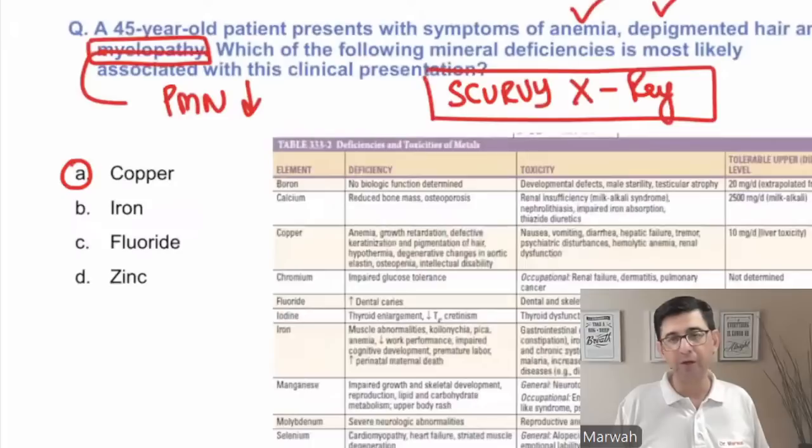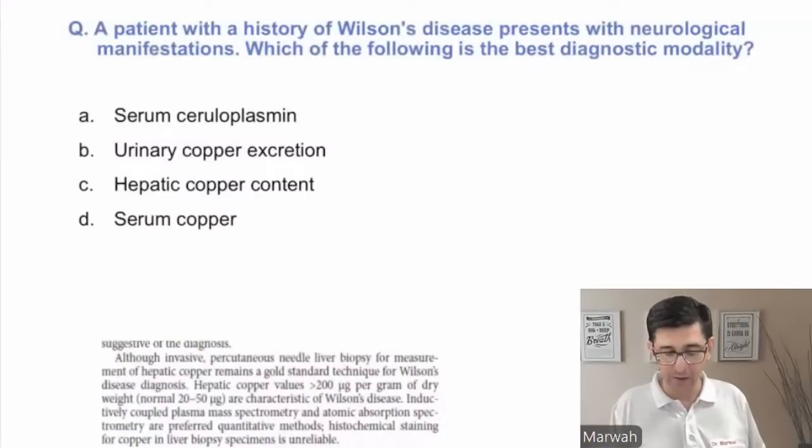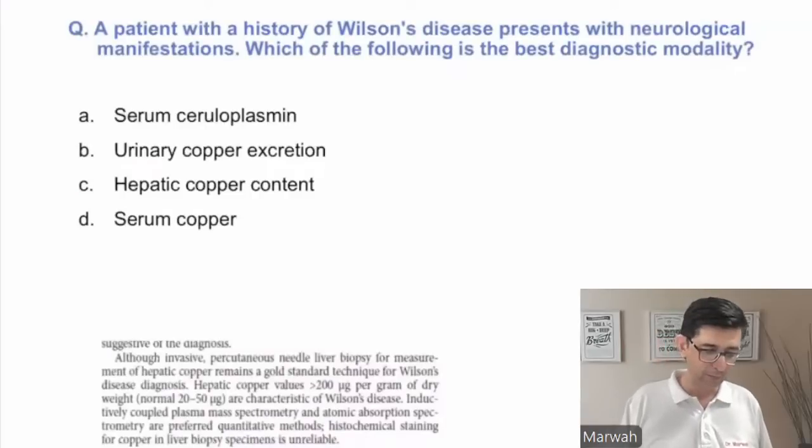Zinc will be acrodermatitis enteropathica. Agree to that, so that doesn't fit the bill. Iron, doc, I've already explained. I'll say that again: iron deficiency anemia, depigmented hair, neutropenia doesn't fit the bill.